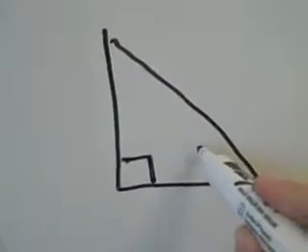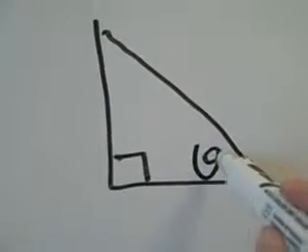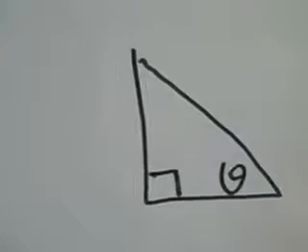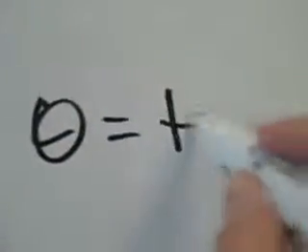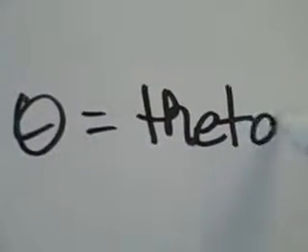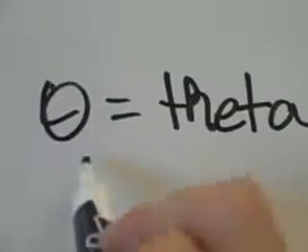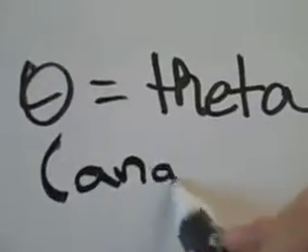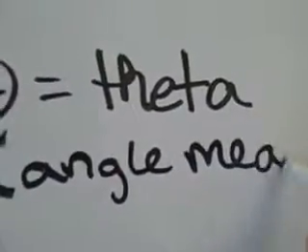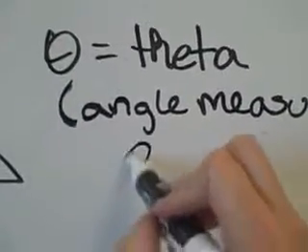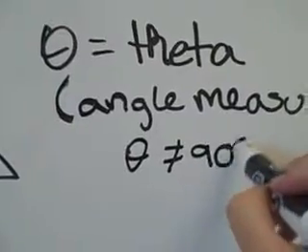We have a new variable called theta. Theta is just a Greek letter. It's an oval with a line through it. We would spell it T-H-E-T-A, theta. Theta represents an angle measure, and also cannot be equal to 90 degrees.